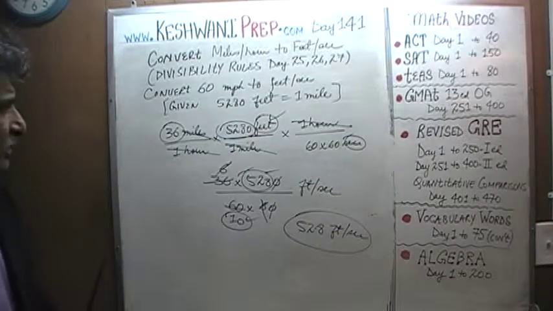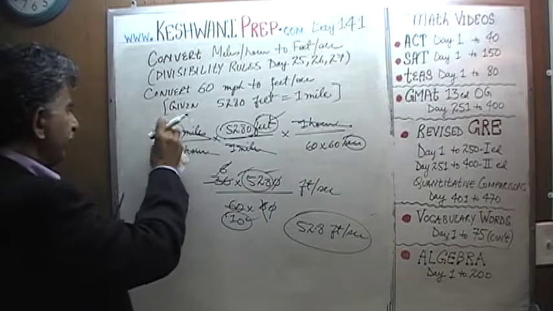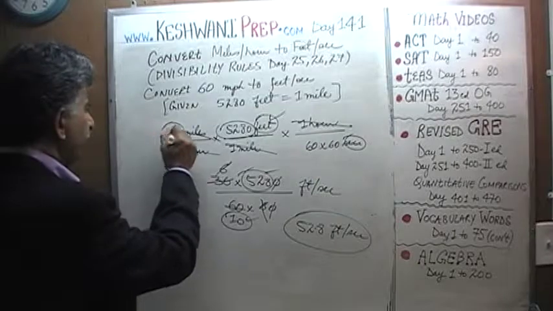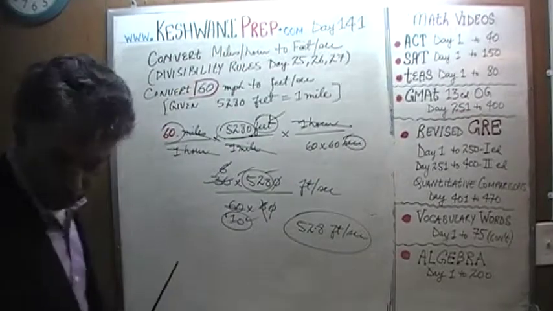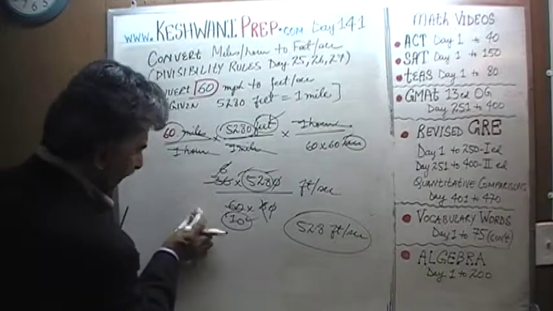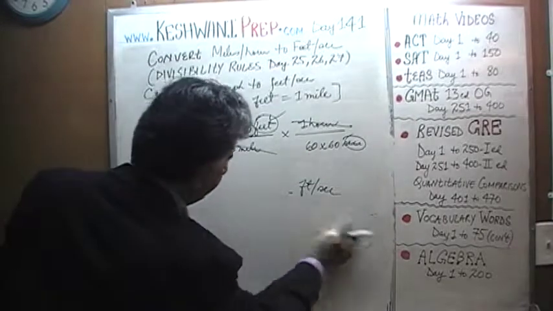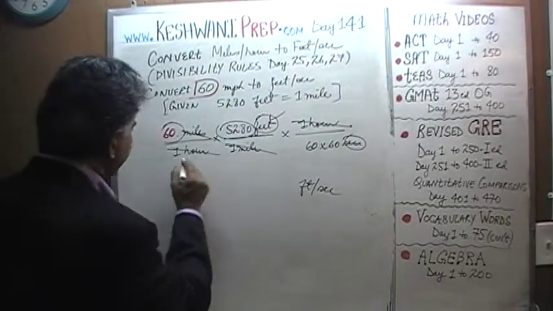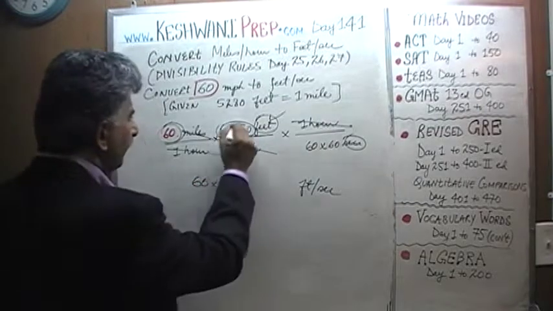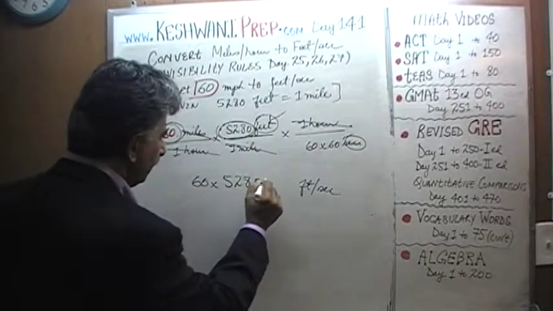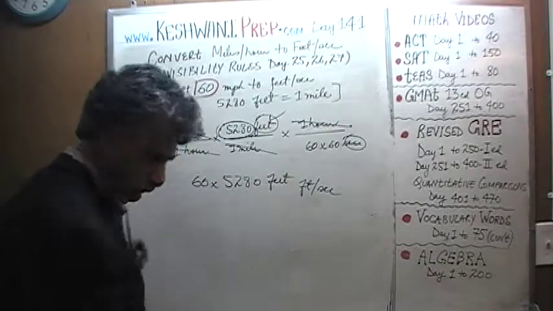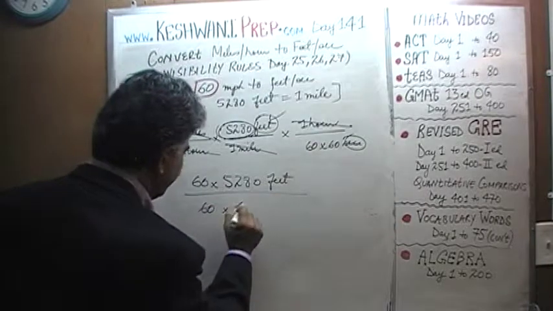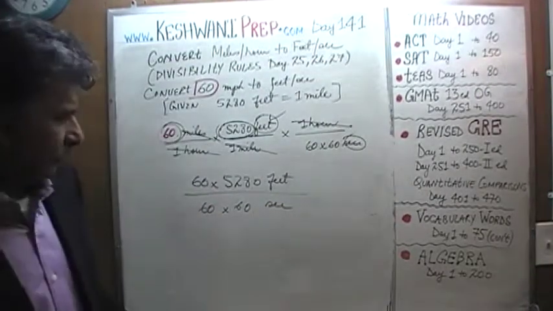Nothing is going to change. Wherever 36 appears, the 36 is going to turn into 60. It's the same process. Let's rewrite this whole thing. Here we're going to have 60 times 5,280 feet being divided by 60 times 60 seconds.